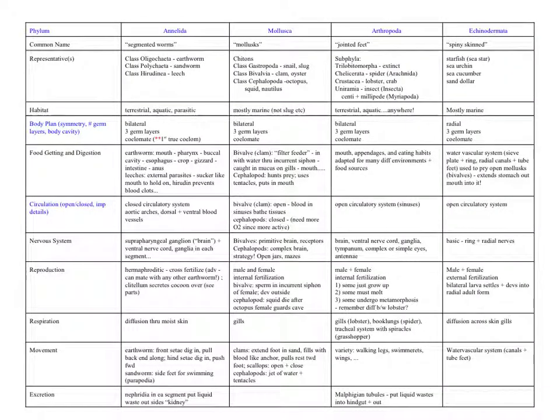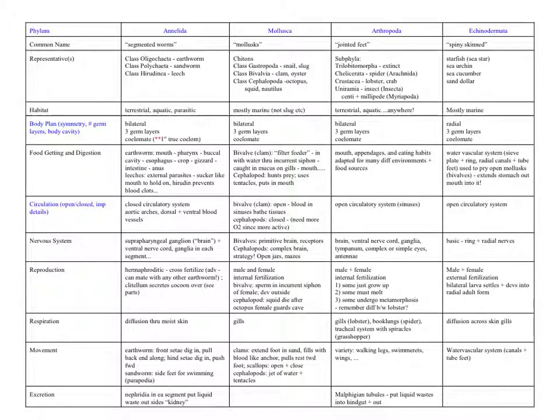Okay, right here, the Annelida is a segmented worm. That was one of the first ones that we did. You have a structure here, the clitellum, which is only found in the segmented worms, or the Annelida. Pay close attention to that structure. You should be able to identify it, and you should know what it's for.